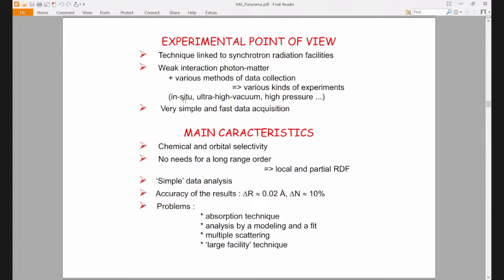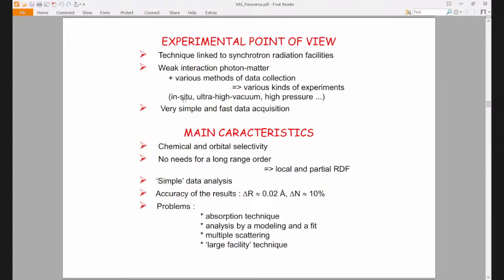It's a very simple data acquisition. I will show what it is, but you will see tomorrow. And it's fast. Now it's fast. After a week of beam time at Soleil, you can go back home with hundreds of samples or spectra. One spectrum takes 10 minutes, 5 minutes.